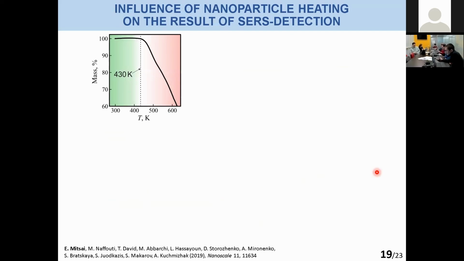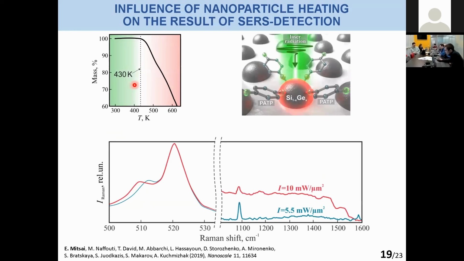And finally, an experiment was performed to study the influence of nanoparticle heating on the result of SERS measurement. We here also used PATP molecules. Thermogravimetric analysis was performed that measured the critical temperature of decomposition of PATP molecules, which is 130 Kelvin. Then PATP molecules were deposited on silicon germanium nanoparticles, and Raman spectra were measured at two different intensities.